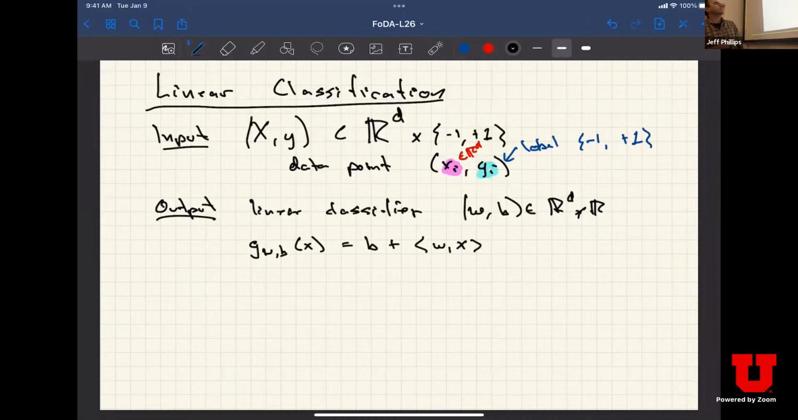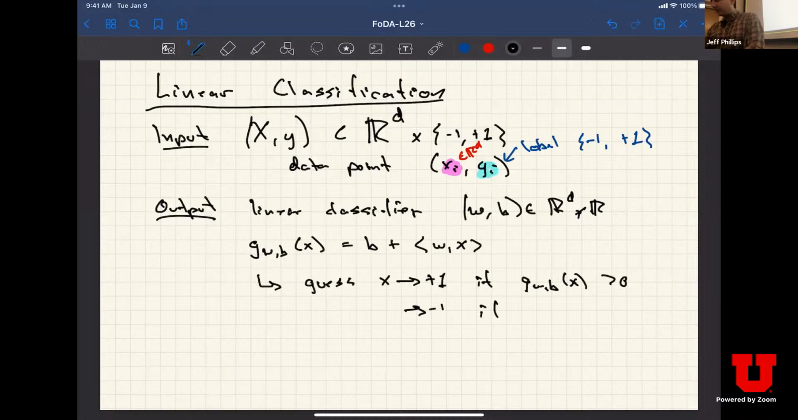Okay, and so this is the form of the linear function, and so then we're going to guess that X is going to map to +1 if g_{W,B}(X) is greater than 0, and maps to -1 if g_{W,B}(X) is less than 0. We're going to use this as a threshold function at 0.